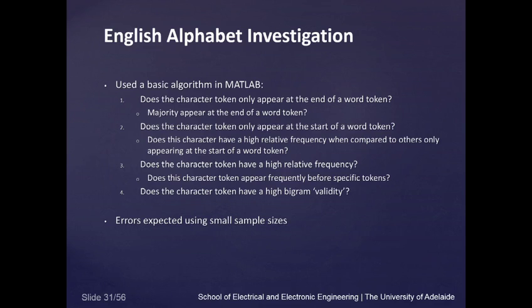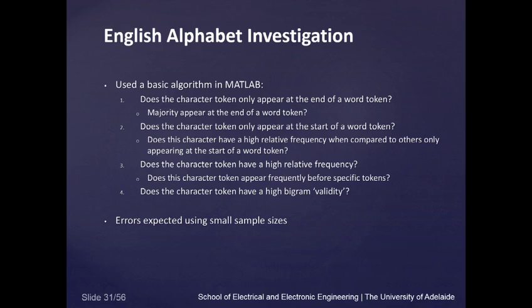We'd also look at the character tokens which only appear at the start of a word token. This was to attempt to extract the uppercase characters, although at times this would also get confused with any punctuation that would only appear at the start of a word token. This included such things as left brackets and quotation marks.